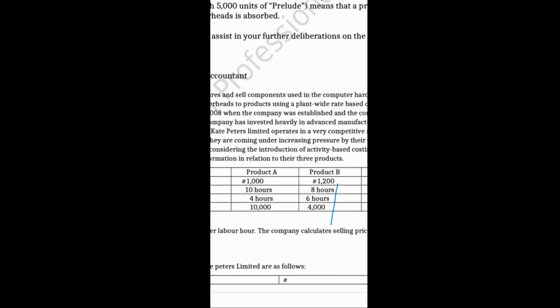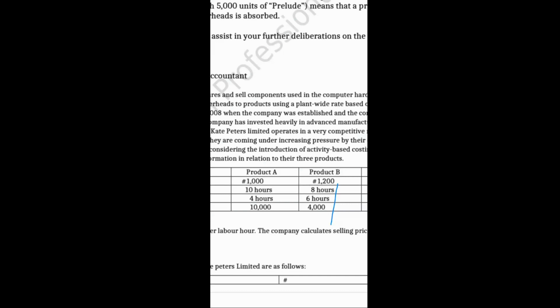30 naira per hour multiplied by 10 hours per unit of product A. To produce one unit of product A is 10 labor hours, and the overhead rate per labor hour is 30 naira. That becomes 10 hours multiplied by 30 naira per hour, which is 300 naira per unit. You can take it to your solution one. Overhead cost per unit for product A, 300 naira. That will be under product A.